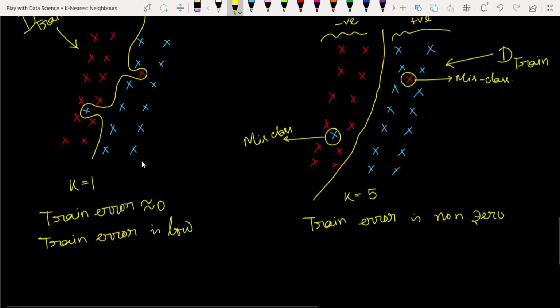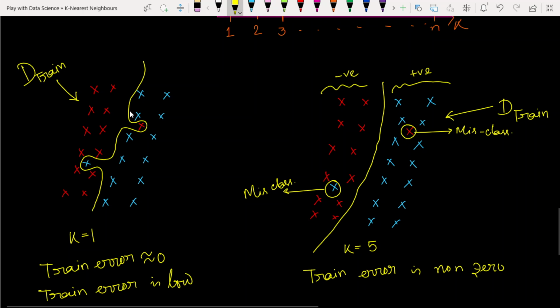But if you take a cross validation error on this data set, suppose we are taking some cross validation points. Suppose our cross validation points look like that, as we have already taken in previous examples.